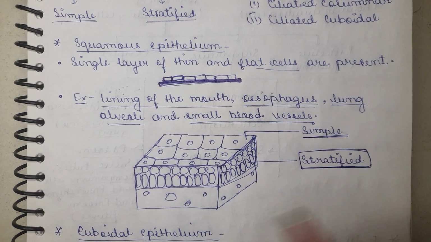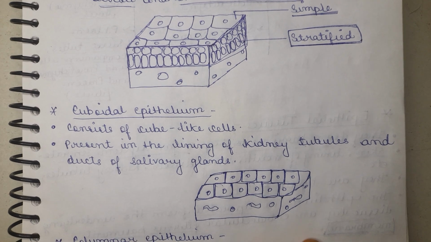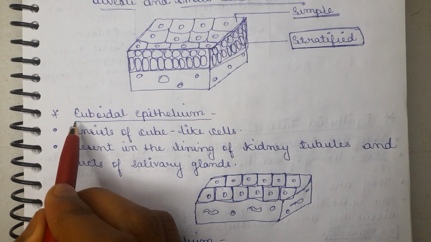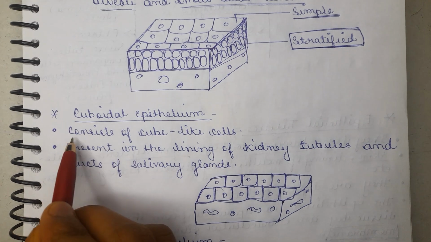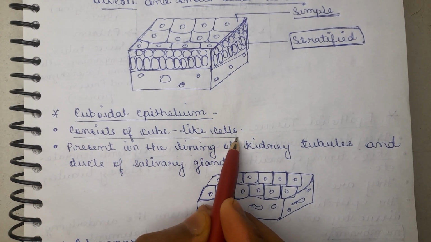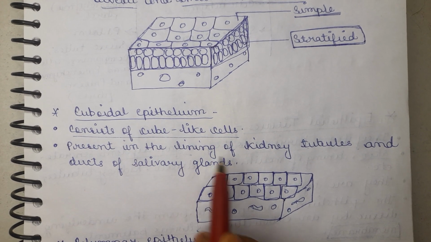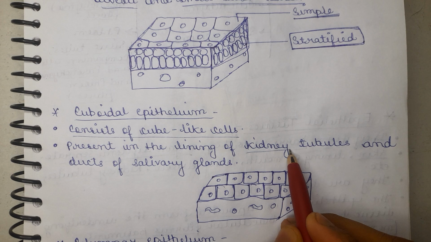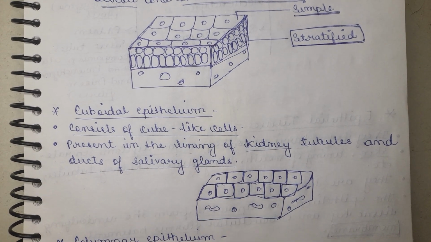Now the second type, that is the cuboidal epithelium. What does it mean? The name looks like the shape of the cell. Basically the name is cuboidal, that means it consists of cube-like cells. These are mainly present in the lining of the kidney tubules, mainly in the kidney, and in the ducts of some salivary glands, that is in our tongue region.